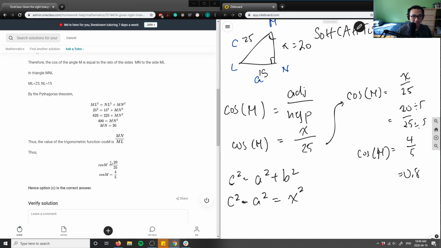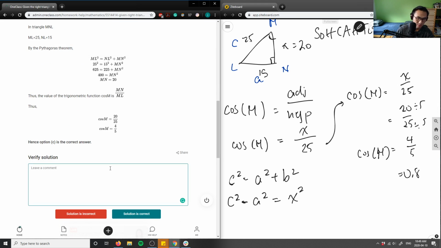So that's a great answer. I like how they actually used the triangle. I actually like this better than my method here, because I'd redefine this as C and this as A. But the math checks out. 25 squared minus 15 squared is 400, good. Square root both sides is 20. Cos M is adjacent over hypotenuse, which is the exact same thing. So C is the correct answer. Perfect solution.